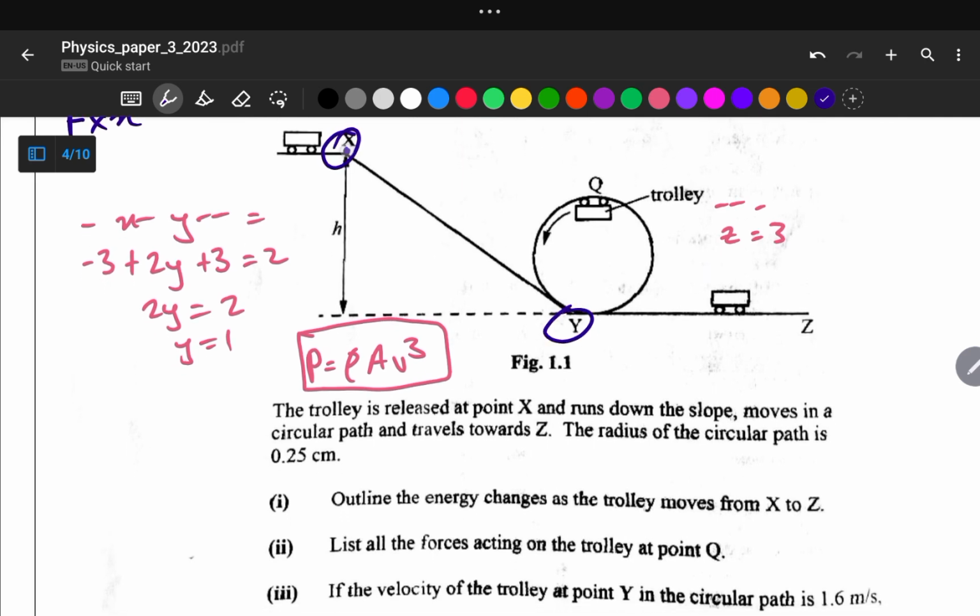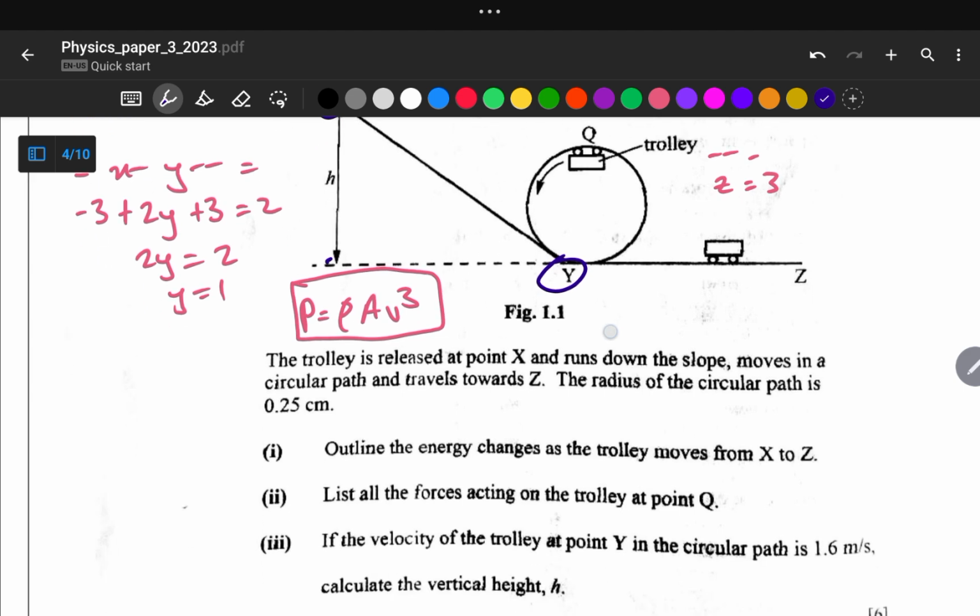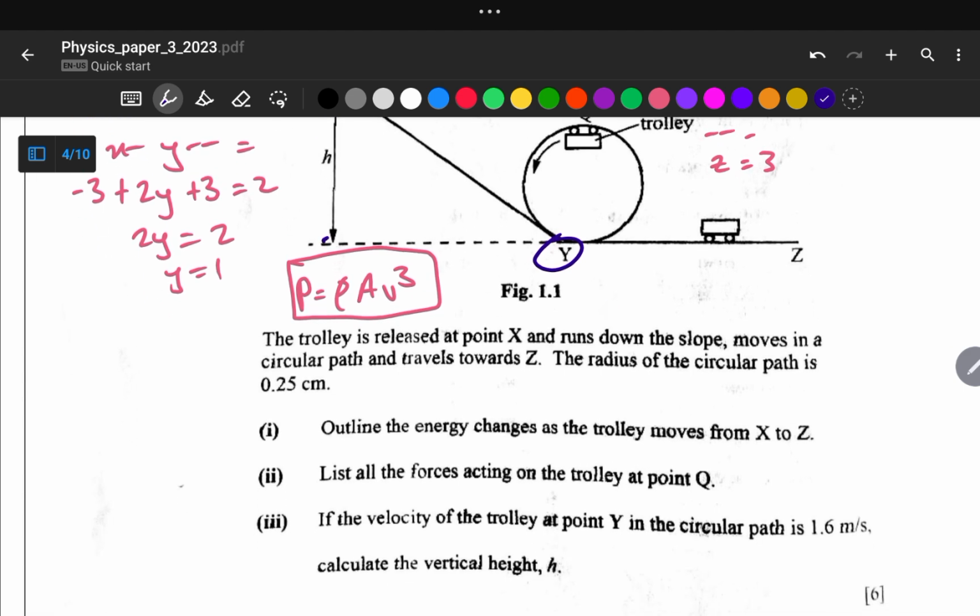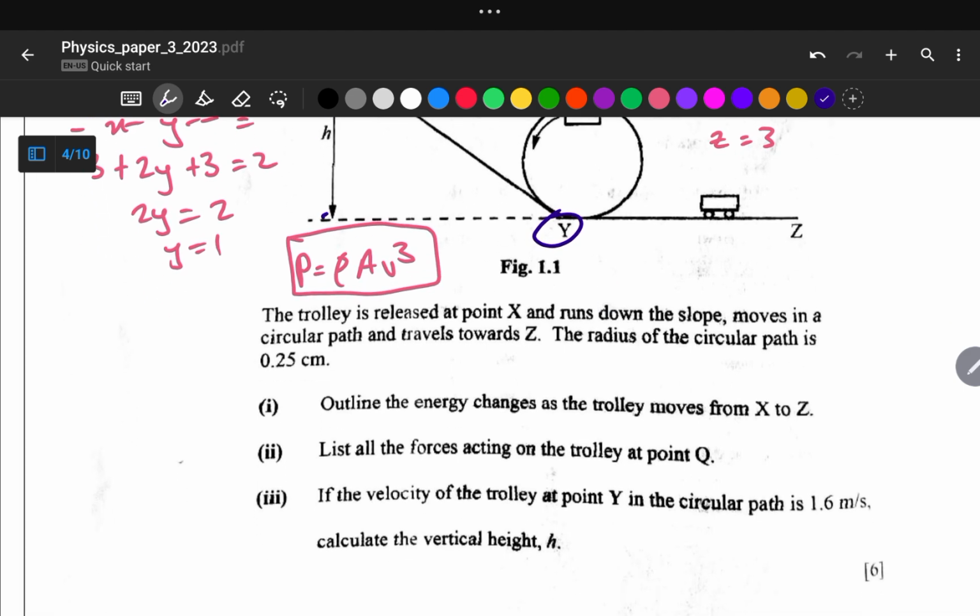So from this point, this trolley has gravitational potential energy, and then the gravitational potential energy has been converted into what? Kinetic energy. That is the energy change from gravitational potential energy to kinetic energy.